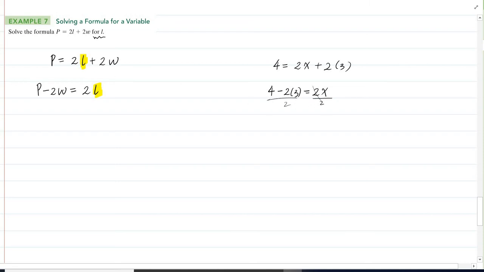It's the same thing here. So we're going to divide by 2 both sides. So divide by 2 both sides. Here we divide by 2 both sides. So they're going to be canceled.